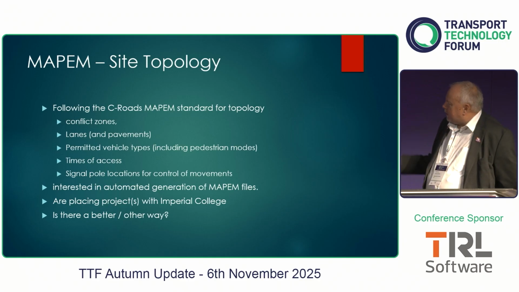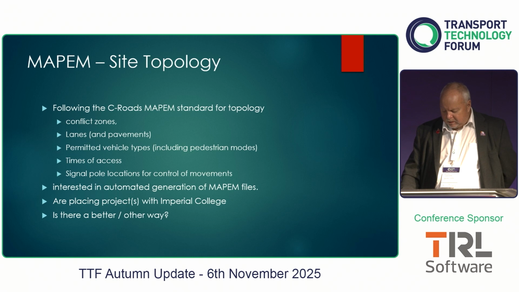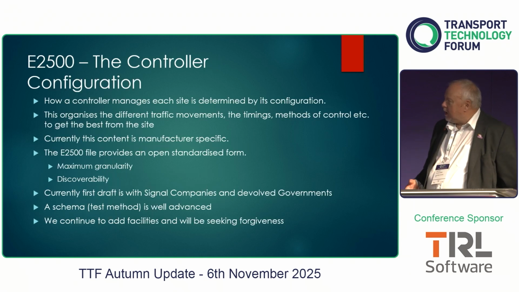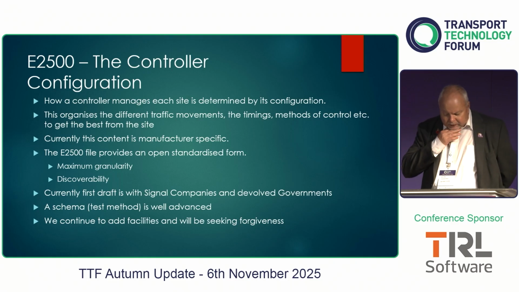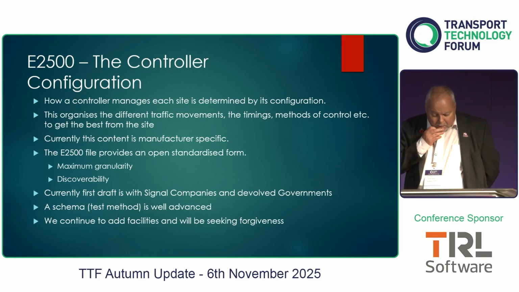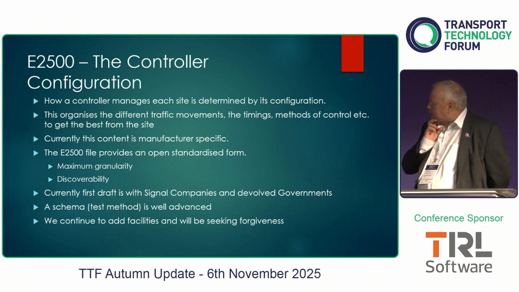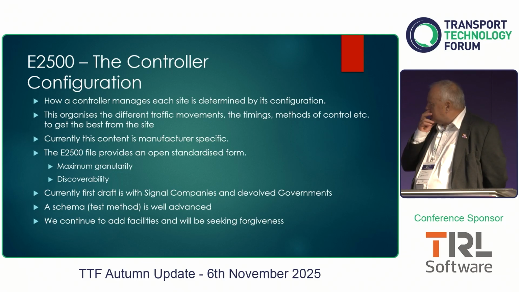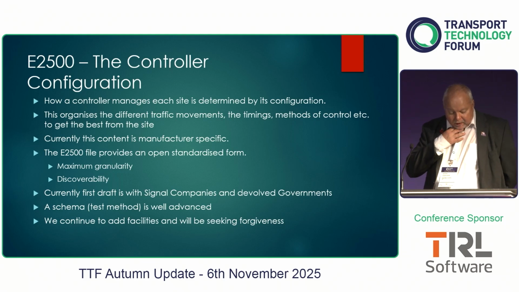I won't go into the detail of the MAPM, but basically it's the standard way in which to define a junction. The traffic signal controller, we've tried to make it, it's going to be written in something called JSON, those of you who understand technology. It's currently trying to make it non-manufacturer specific and as open as we can. So we're talking with the signal companies to say, how can we improve this? And we've got a schema in order to test it.